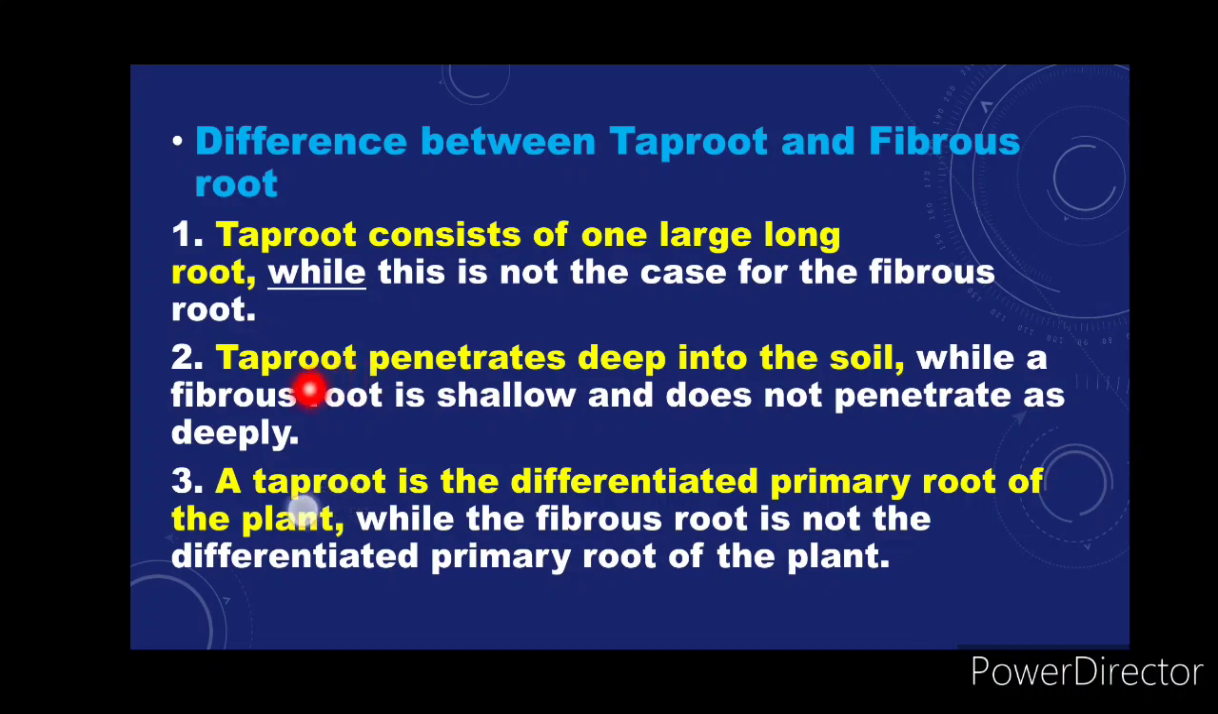Second is, taproot penetrates deep in the soil. It is penetrating deep inside the soil. Just now I have shown you the picture. While a fibrous root is shallow, it is not so deep. It is a shallow root and does not penetrate as deeply as the taproot. So these roots are not going deeply. It is a shallow root system, and taproot can go deep inside the soil.